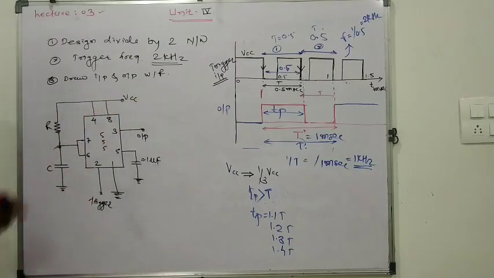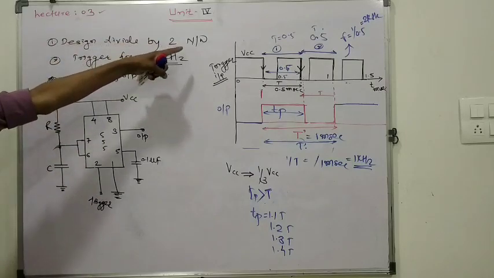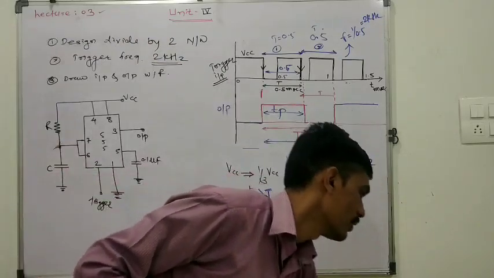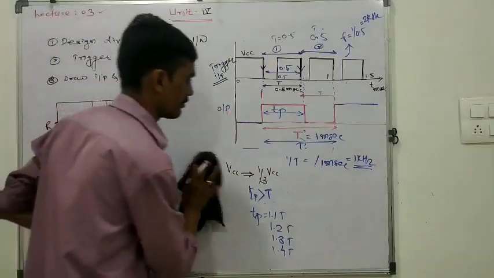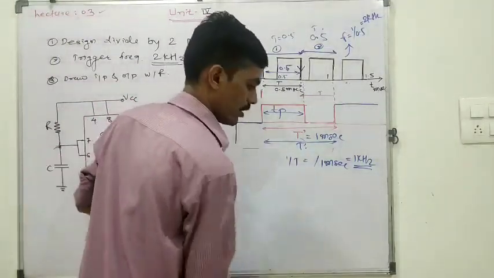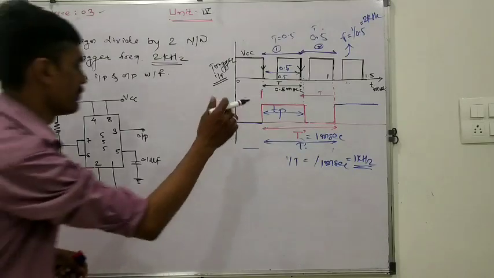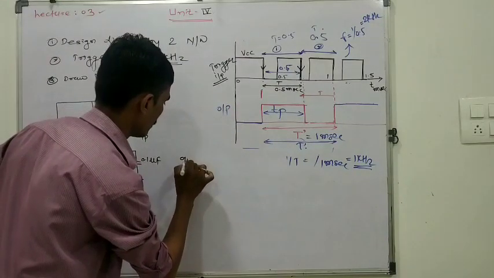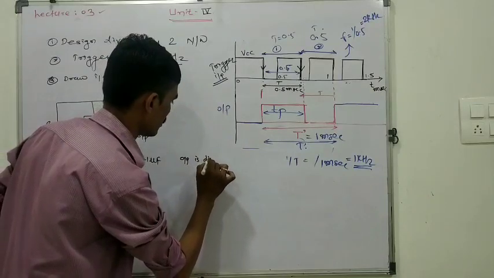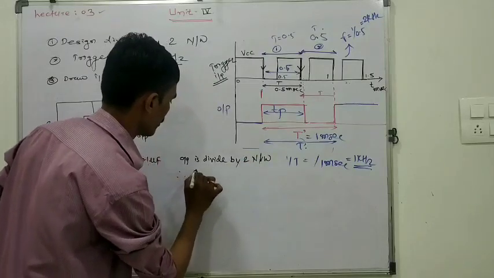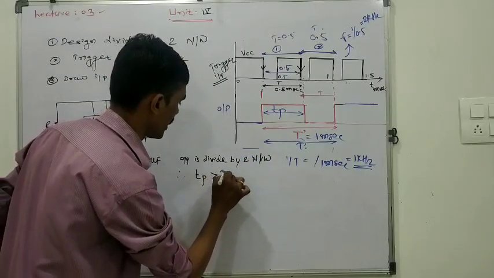We have to just obtain the remaining terms. So design a divide by 2 network. We have already drawn the input and output waveform. Now we will start the remaining problem that we have to solve. First of all, the output is divided by 2 network. Therefore, Tp must be greater than T.